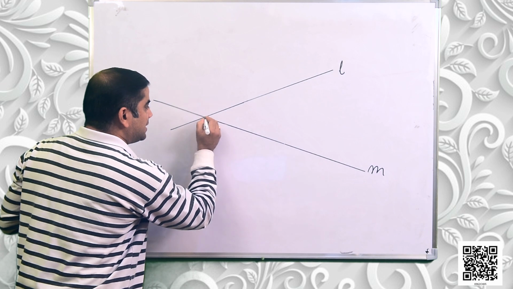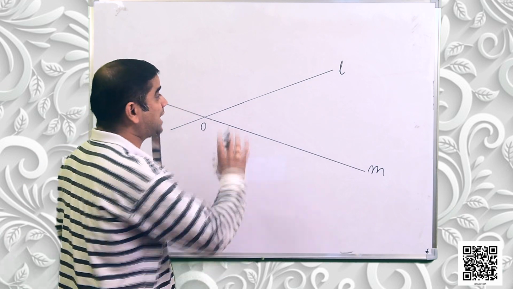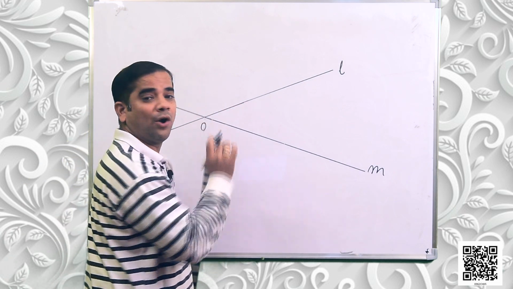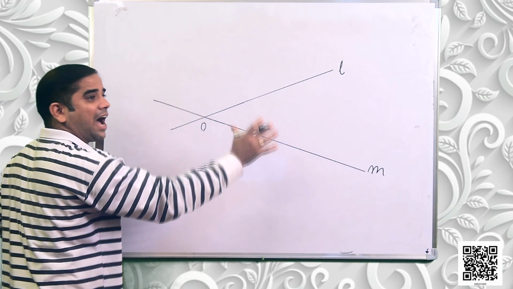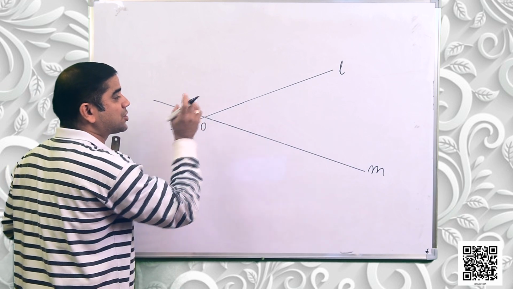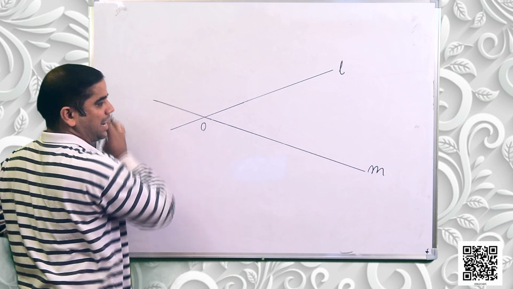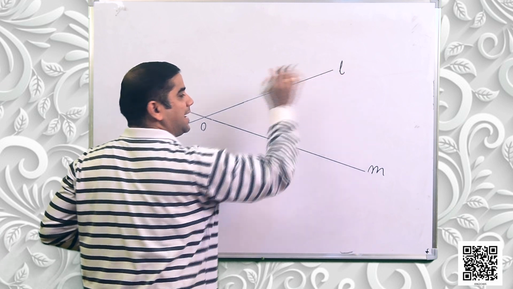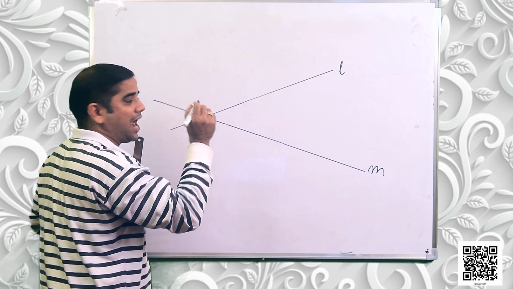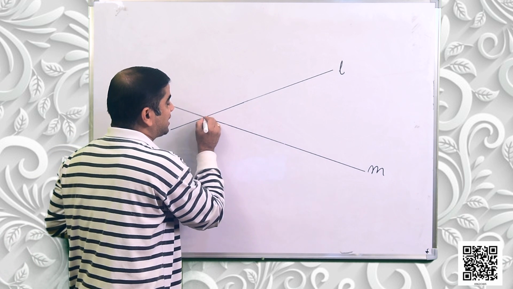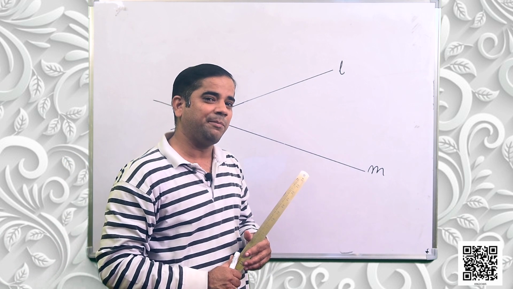So now point O lies on L and M as well. So they have only a single common point. You can very well see from this diagram that there never lie any other point which is common to both L and M. There are so many points on line M, there are so many points on line L, but there is a common point which lies on both L and M, that is the point of intersection, which is O in this case. Okay, hope you understood this theorem.